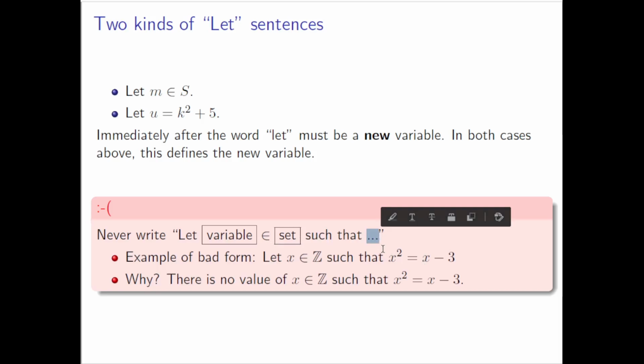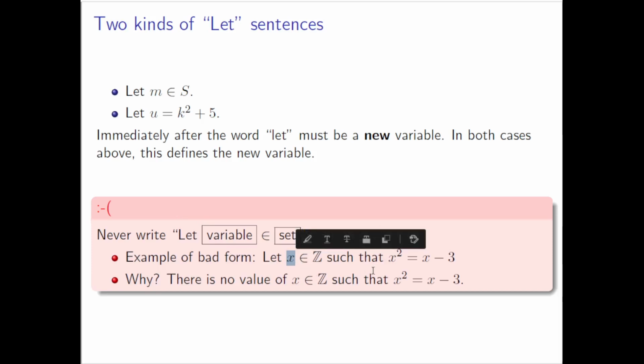So you really have to avoid this dangerous form, let variable in set such that blah, because it's so easy to write something in this non-careful manner, and you think you've done something, you think you've advanced the proof one step forward, but really nothing has happened at all. What's written is actually creating the situation of, but there is no possible value I could choose for the variable where the condition after the such that is true. So you want to avoid this format.